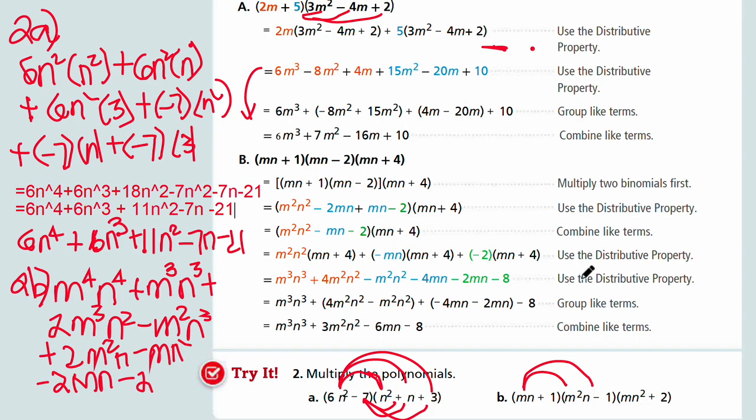So that was adding, subtracting, and multiplying the polynomials. So next example, we're going to talk about something different.